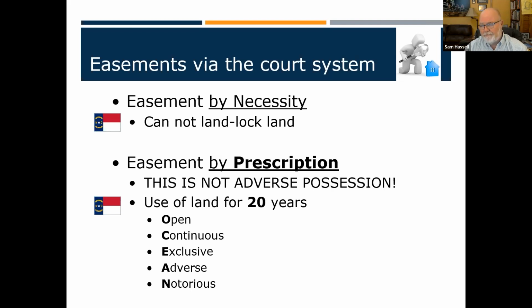And it has to be open, continuous, exclusive, adverse, and notorious. You can't be hiding and sneaking, really, is that what it means, right? And you've had to know, everybody's had to know that they've been using it. You just never said anything.